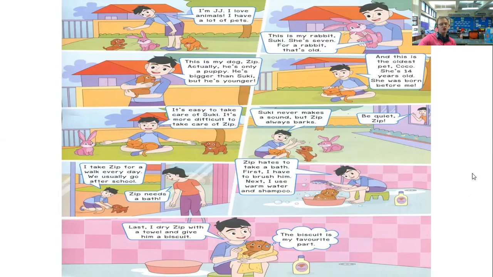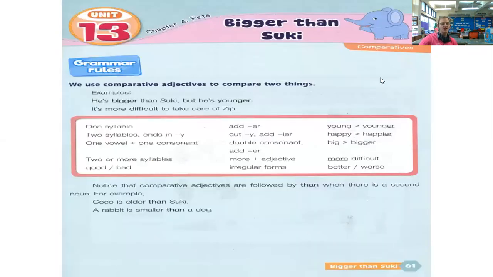Okay, so just a short story. In this story, there are a lot of comparative adjectives. Now, let's first look at what comparative adjectives are before we look back at the story and try to find them. So the first thing today, our grammar rule for the day, is comparative adjectives. These are used to compare two things.